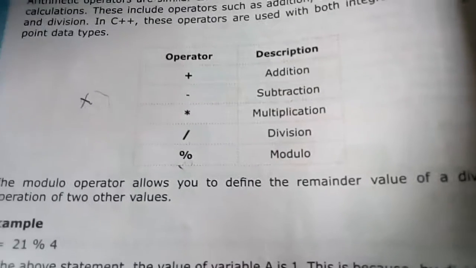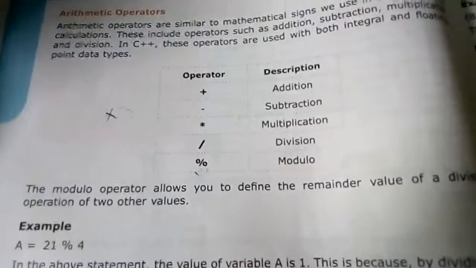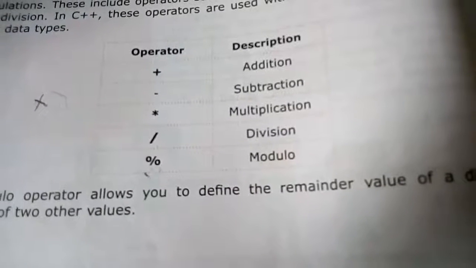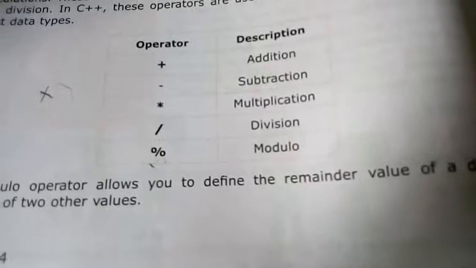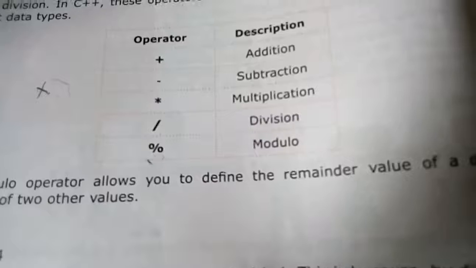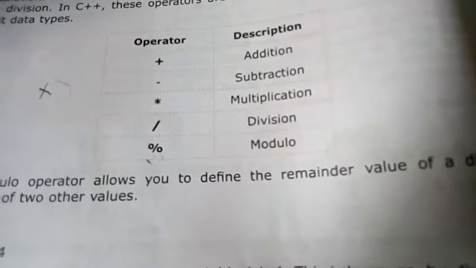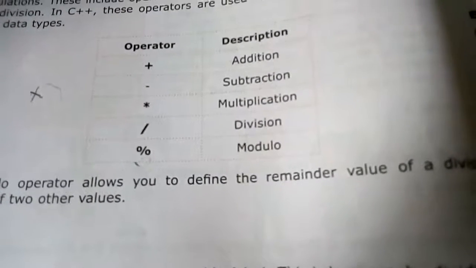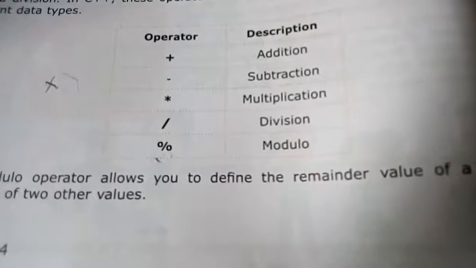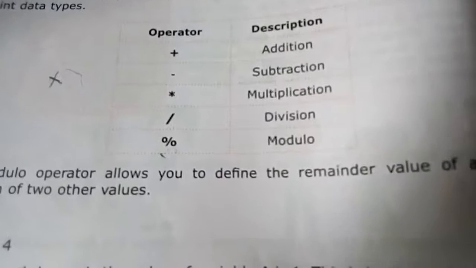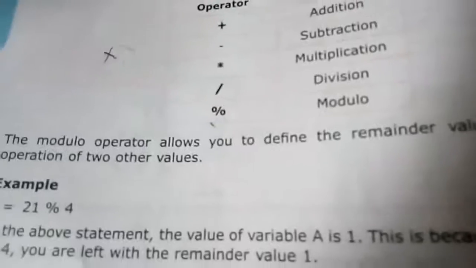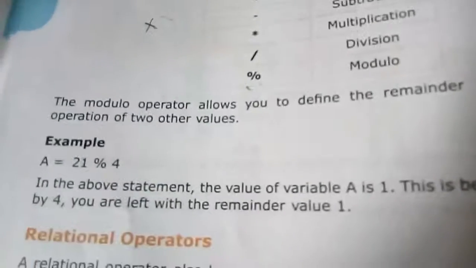Now there are different arithmetic operators: plus for addition, minus for subtraction, the asterisk sign for multiplication, the forward slash for division, and the percentage sign which is called modulo, that is for remainder. It will give the remainder. Suppose a equal to 5, b equal to 4, and you write a modulo b. That means it gives the result 1. So this is the modulo operator. It will give the remainder value.